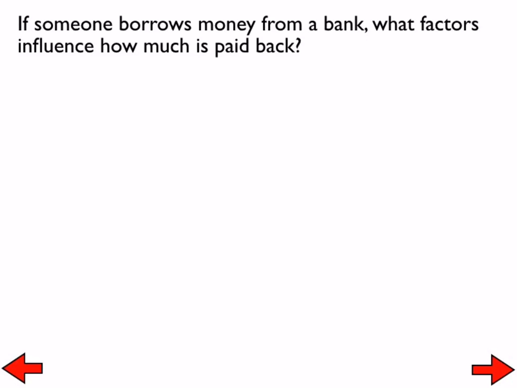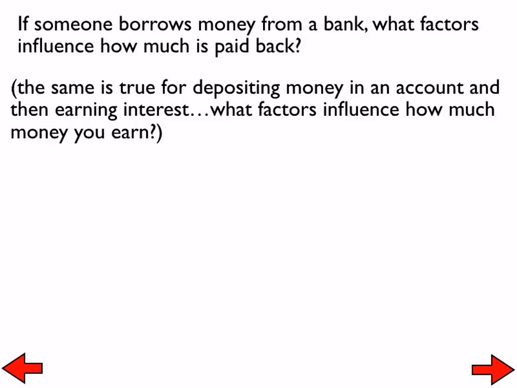So let's get started. If someone borrows money from a bank, what factors influence how much is paid back? There are really two different ways of dealing with interest in real life. You deal with interest if you borrow money from a bank, or you have a credit card, or things like that. Or the flip of that is if you deposit money in an account, like a savings account or other types of accounts, you earn interest. But both sort of work the same way. So that's why in parentheses it says, the same is true for depositing money in an account and then earning interest. What factors influence how much money you earn?